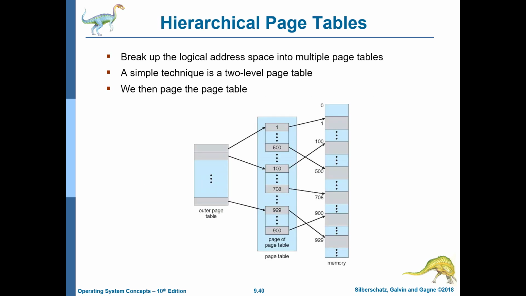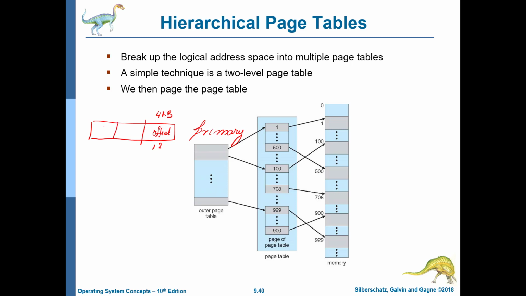So let's look at hierarchical paging, which is the most popular. What we do is we break up the logical address space into multiple page tables. A simple technique would be a two-level page table, where we have a primary page table. This is called the primary or outer page table. So if you have a 32-bit address and the page size is 4 KB, then these 12 bits signify the offset.